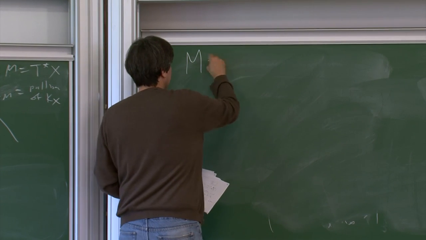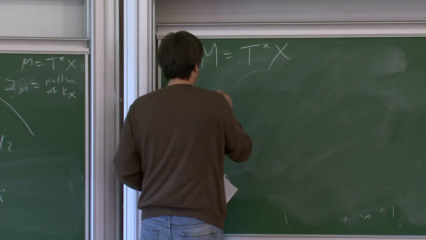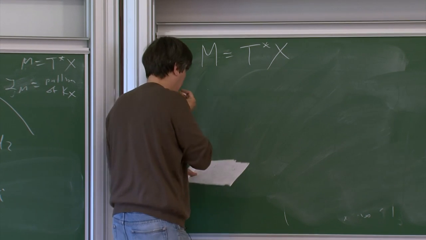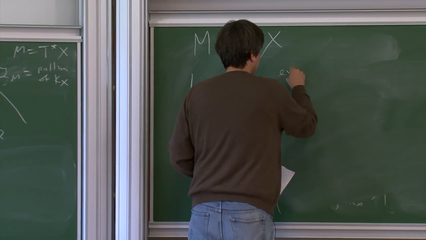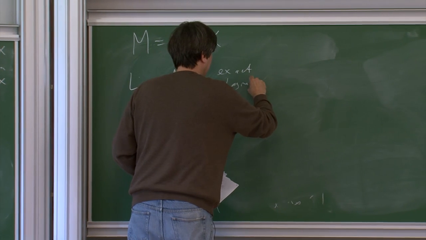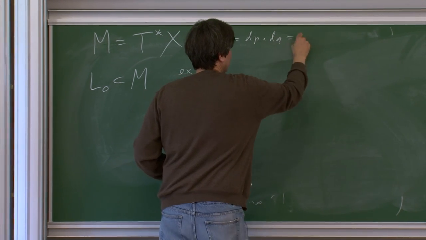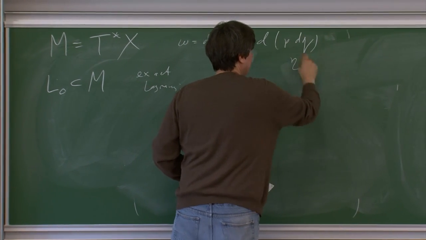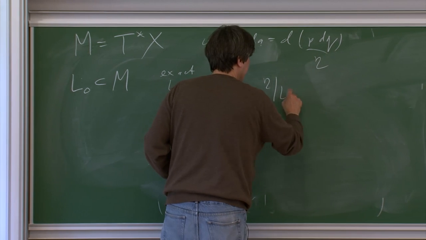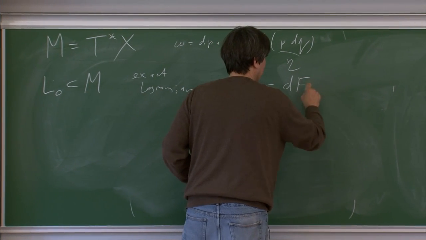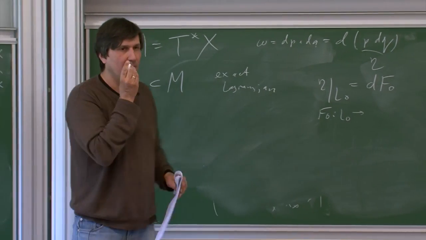But the claim is the following. Suppose M is the cotangent bundle to some manifold X. And I will have L0 in M be an exact Lagrangian submanifold. Here this two-form is dp dq, the differential of the natural form eta, the canonical one-form on the cotangent bundle. And then we can speak about exact Lagrangian, so it means that L0 is df0 for certain f0. I just want the main point.